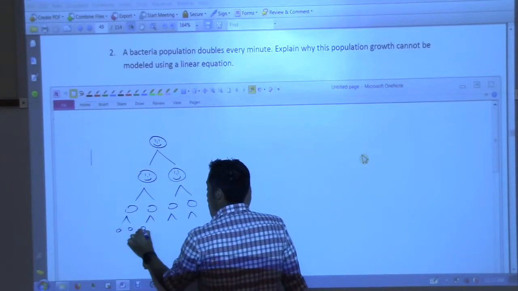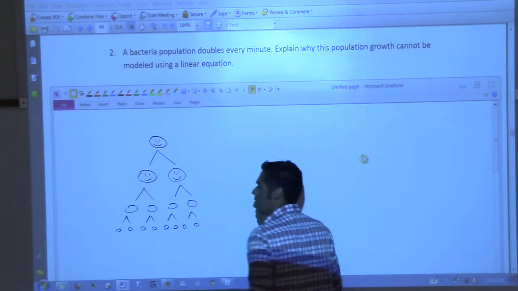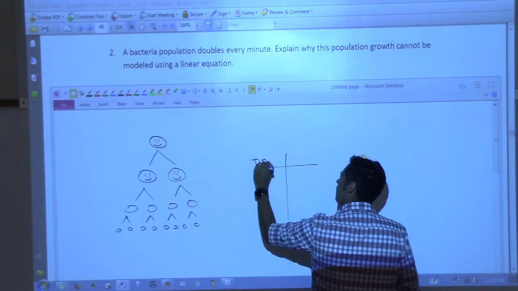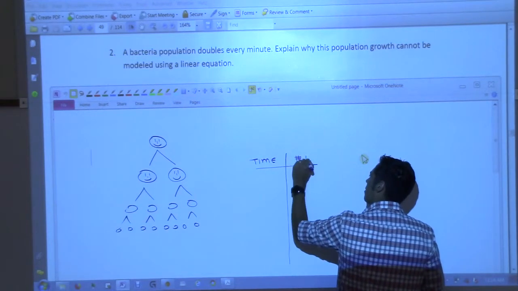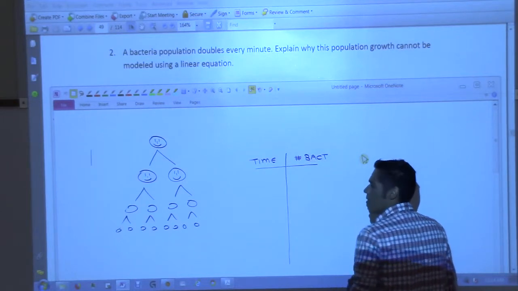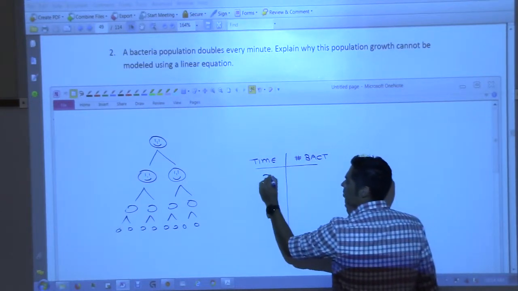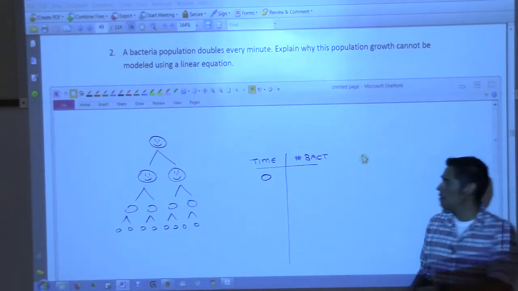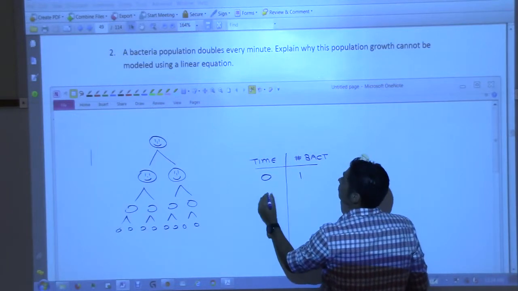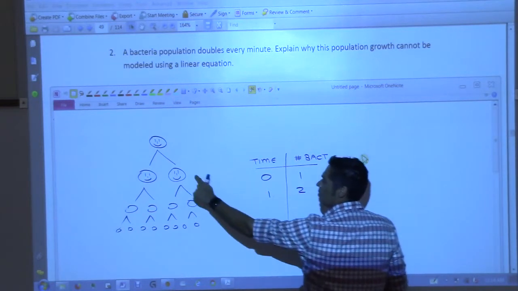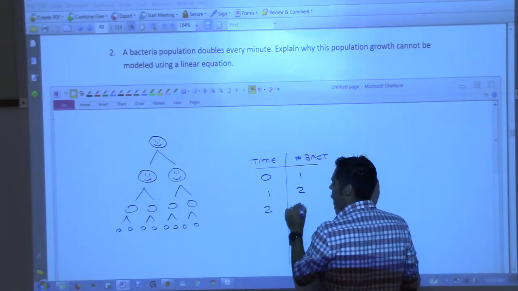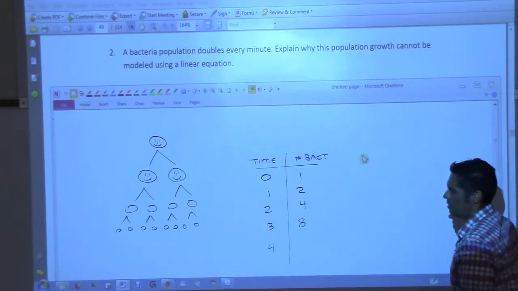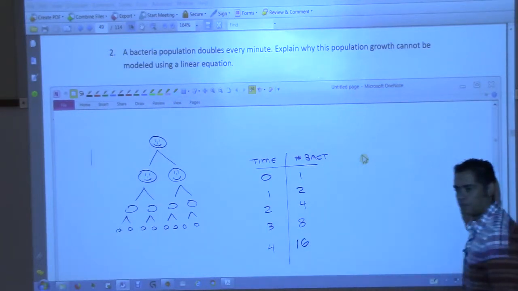All right, so it's starting to get crowded here. So if I were to try and make a table that shows time and number of bacteria, then at time 0, right when I am about to start, I have 1 bacteria. And then after 1 minute, I'm going to have 2 bacteria. After 2 minutes, I'm going to have 4. After 3 minutes, I'm going to have 8. How many would I have after 4 minutes? 16. So what is happening here?